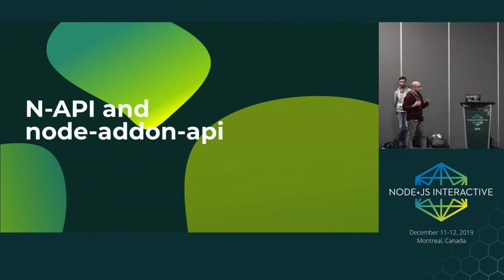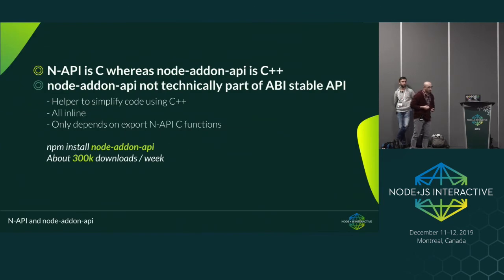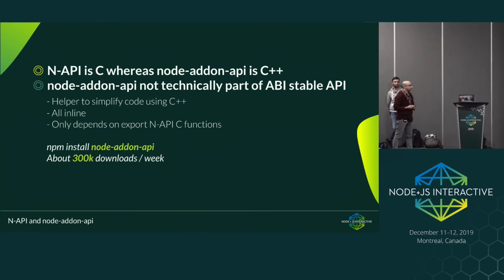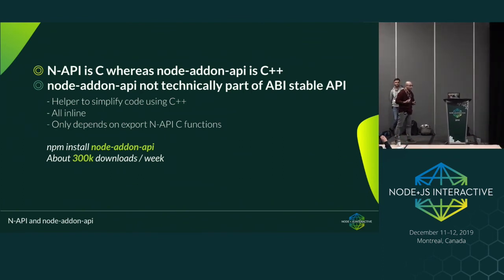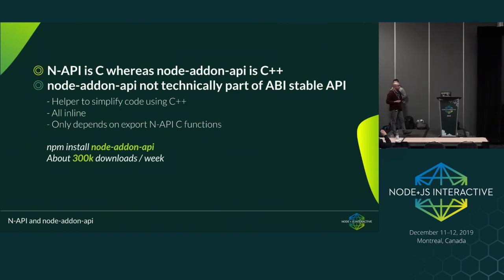If you want to create a native add-on using N-API, you have two choices. You can use the plain C API exported directly from the core of Node.js. You only need to include node_api.h in your code and start writing your native add-on. Or you can use node-addon-api, which is not part of the ABI stable API, and it's distributed through npm.